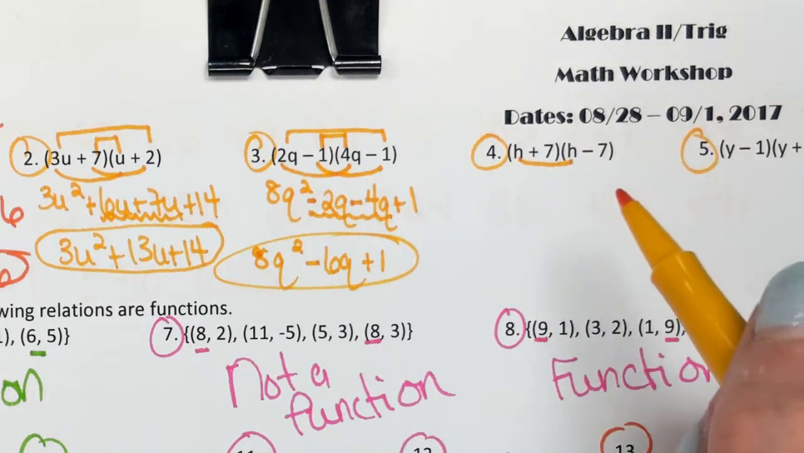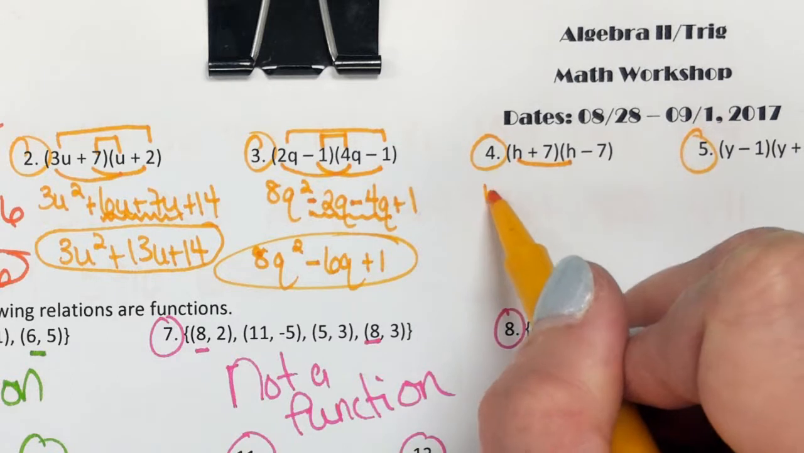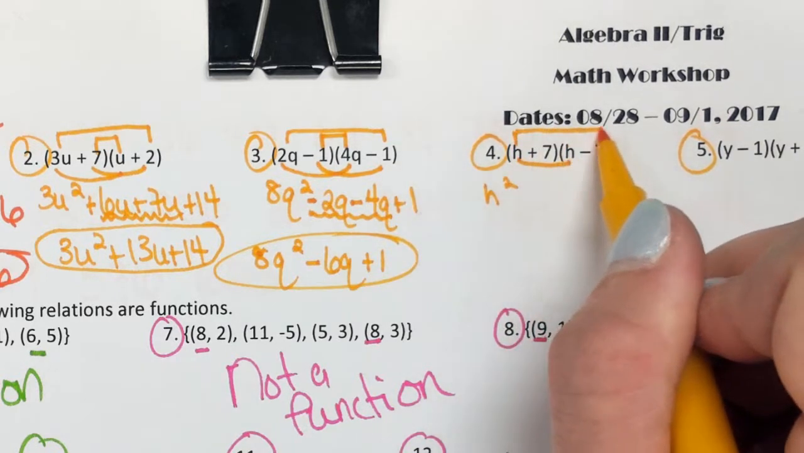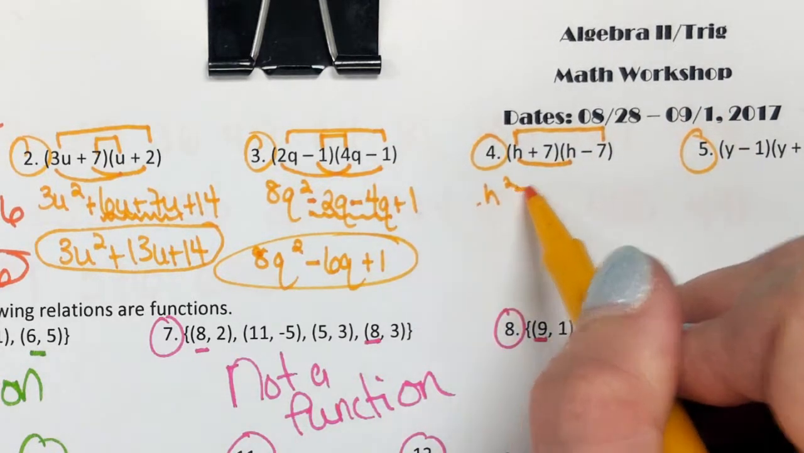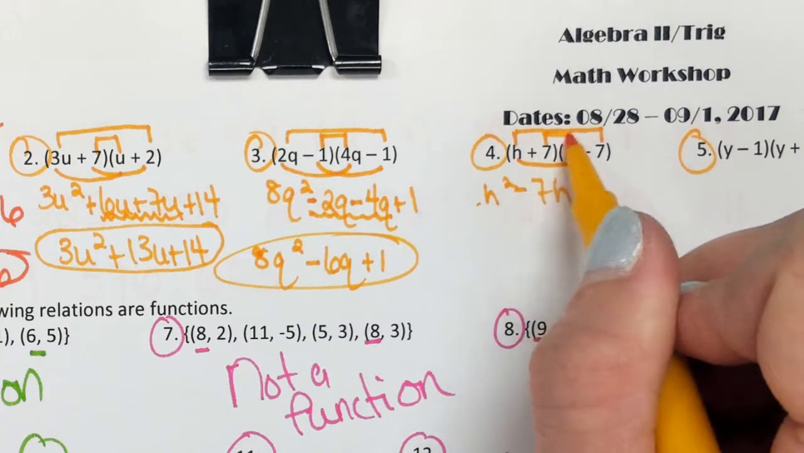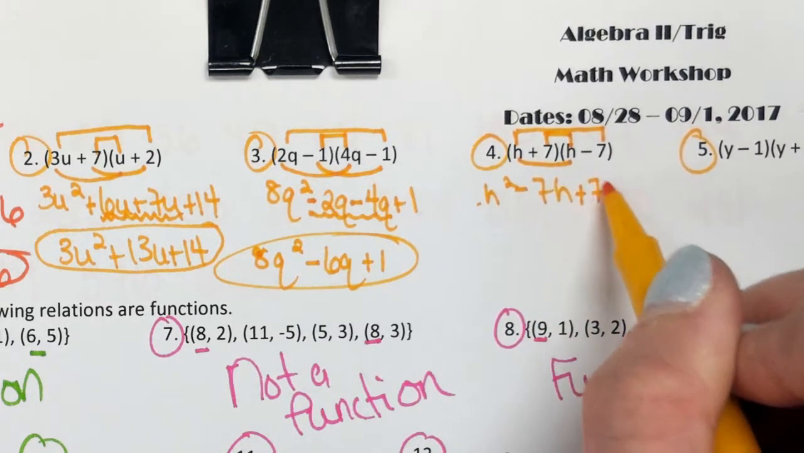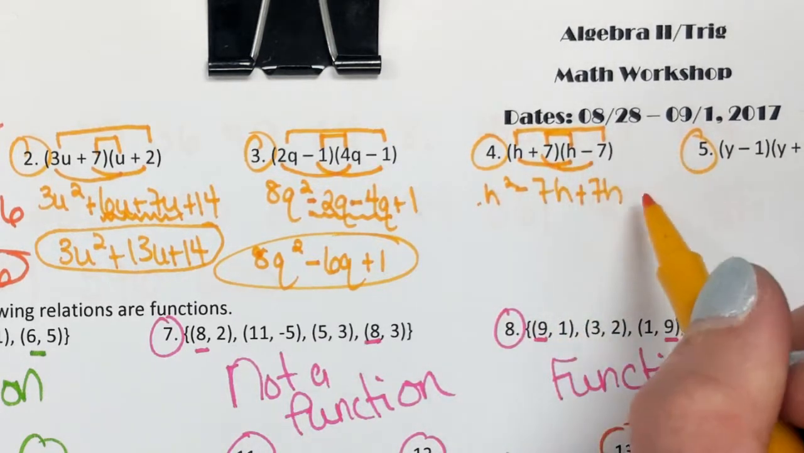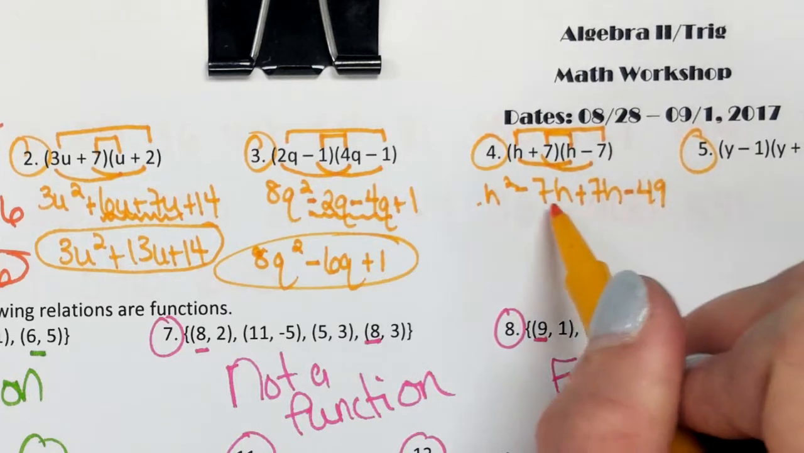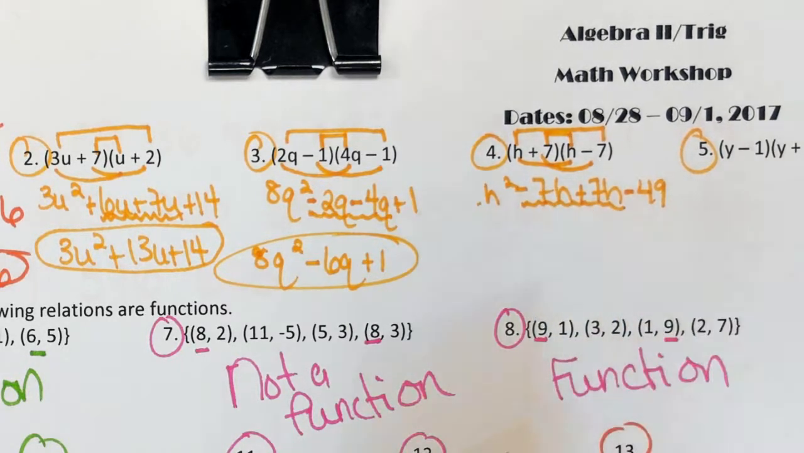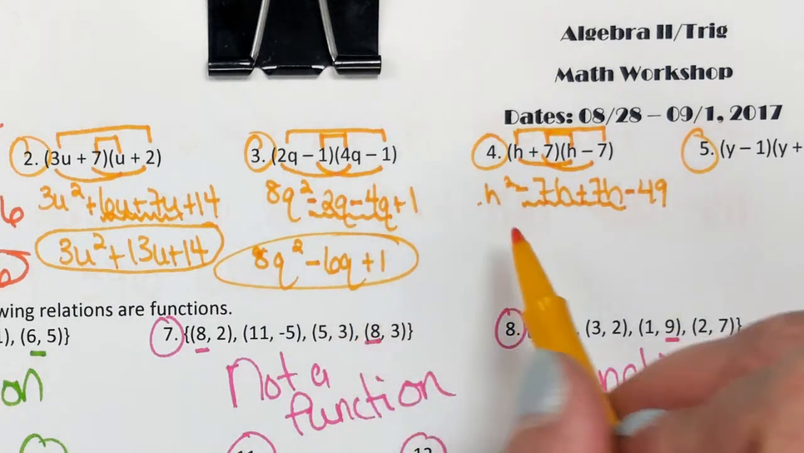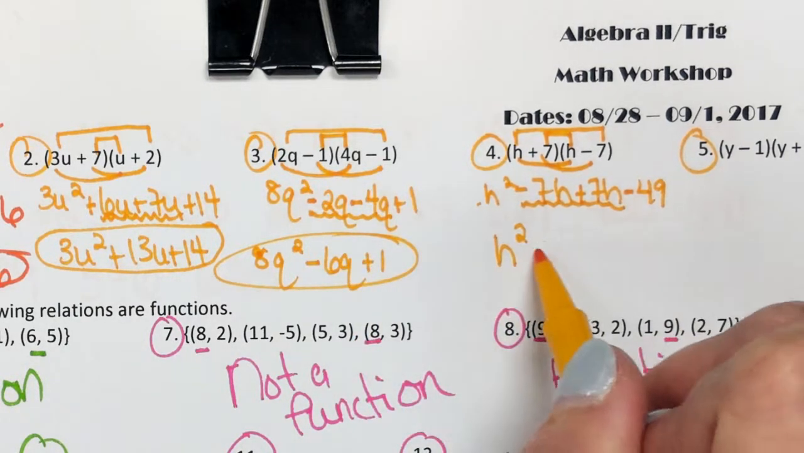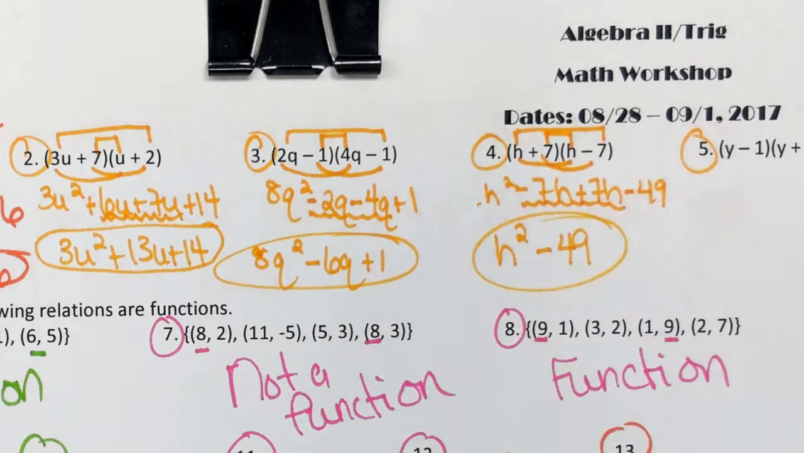All right. What about number 4? What's h times h? H squared. And then your outer, negative 7h. And your inner, yep. And your last, negative 49. If you do it right, those two will combine. What's negative 7 plus 7? 0. Do you have to write the 0? No, because you've got this other stuff right there next to it.